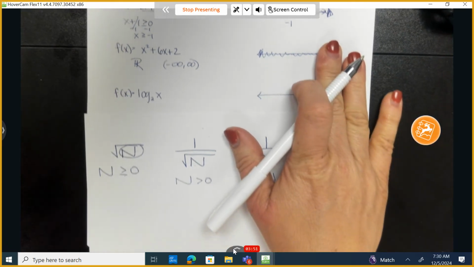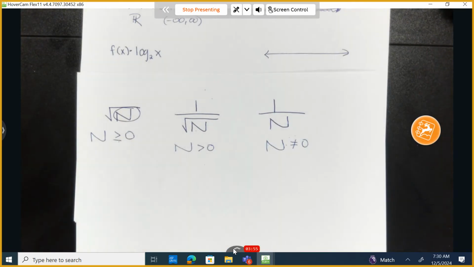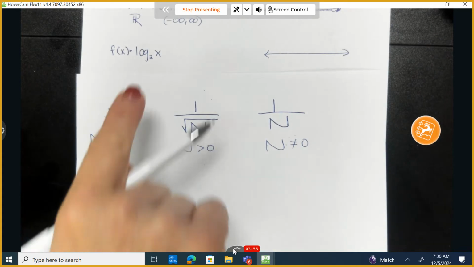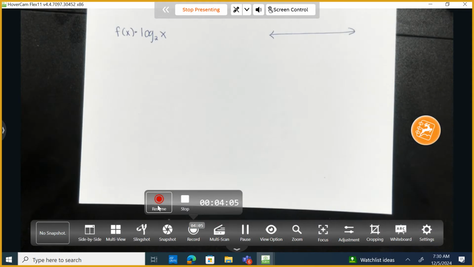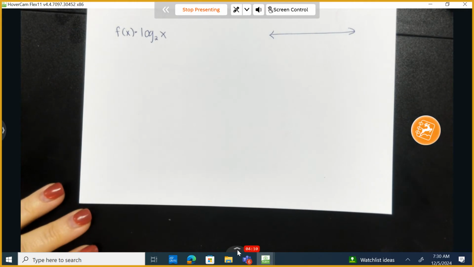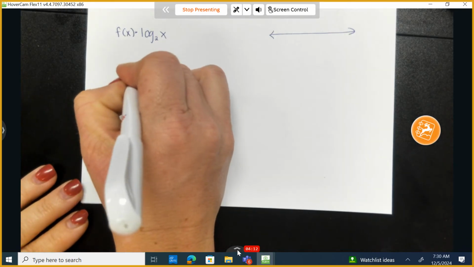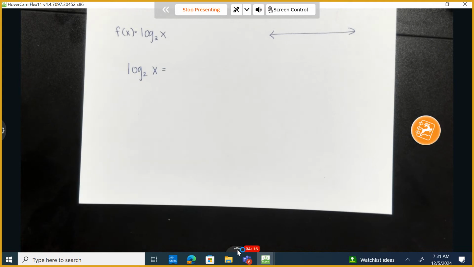Okay, now we're going to jump into how does all of this domain and what you can plug in apply to this function specific to unit 8? f of x equals log base 2 of x. If you are slightly confused on what we are allowed to plug in, let's take this right now and think about this. I'm going to write this right now as just log base 2 of x, and you are welcome just to watch. So let's go ahead.